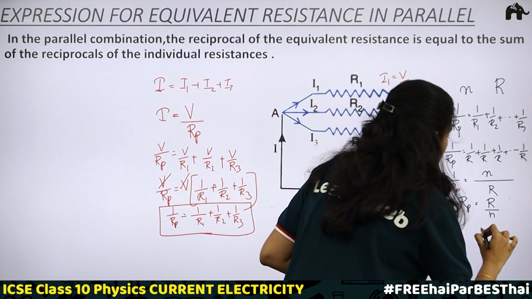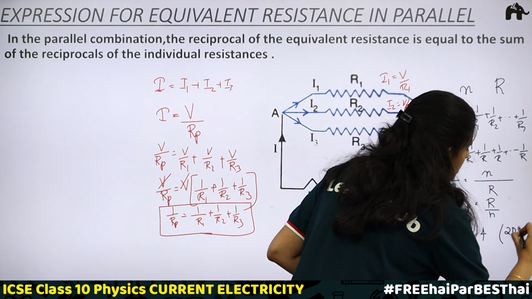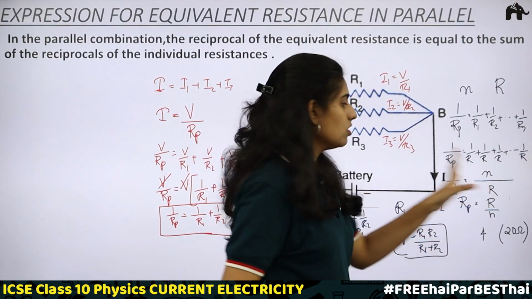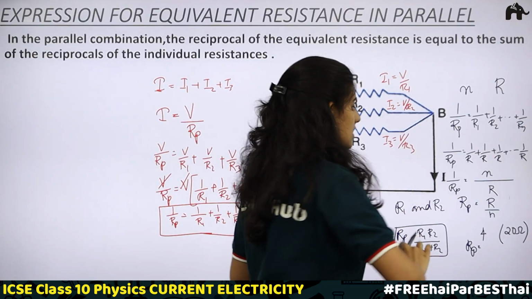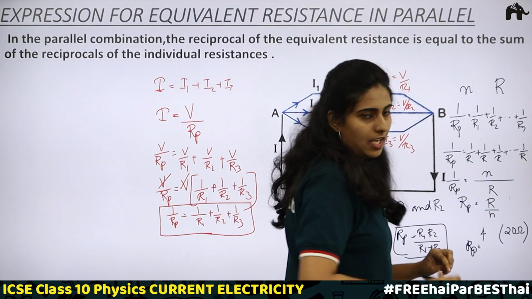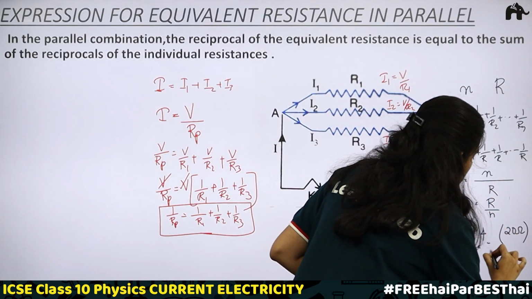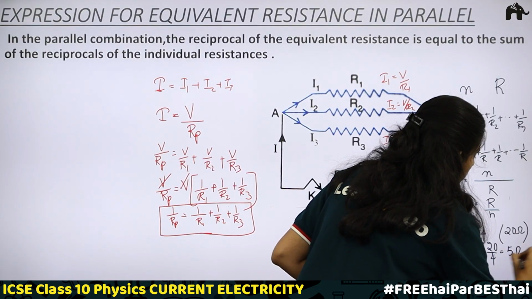If you have 4 resistors of resistance value 20 ohm. Okay. Then what is Rp? Rp will be equal to R divided by N. In series combination, N into R. In parallel combination, R by N. Okay. So, R is 20, N is 4. Then you will be getting 5 ohm.